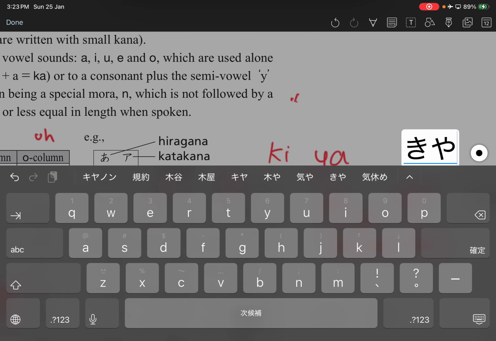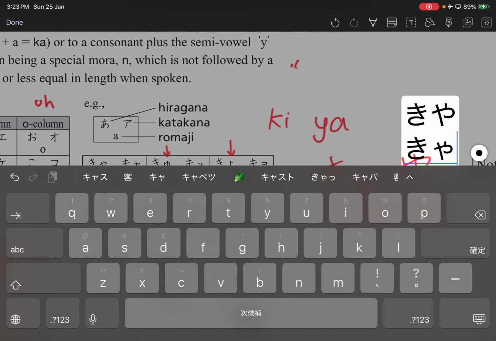Kiya. So this is kiya, right? So we also have the kya. So you can see the difference in the size. Kiya and kya. Right? It's very obvious lah. One is so small, one is so big.